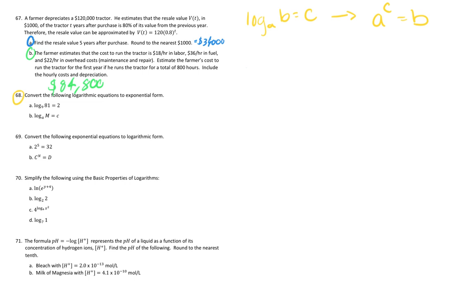So if we have log base 9 of 81 is equal to 2, then that 9 is going to become 9 to the power of 2 is equal to 81, which we know is true. So 9 squared equals 81.